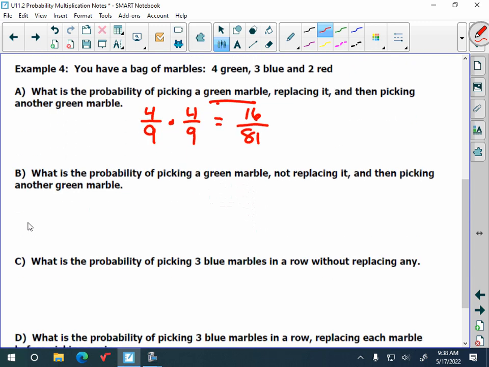All right, part B, what's the probability of picking a green marble, not replacing it, then picking another green marble? So the first probability is a green marble, so 4 ninths. I take that green marble, leave it out of the bag, and now I want to pick another green marble. What would the second probability be? 3 out of 8. There's 1 less green marble, only 3 green marbles, and there's 1 less total marble in the bag. So 3 out of 8. All right, and then we'll go ahead and multiply those together. This is pretty easy to just do without a calculator.